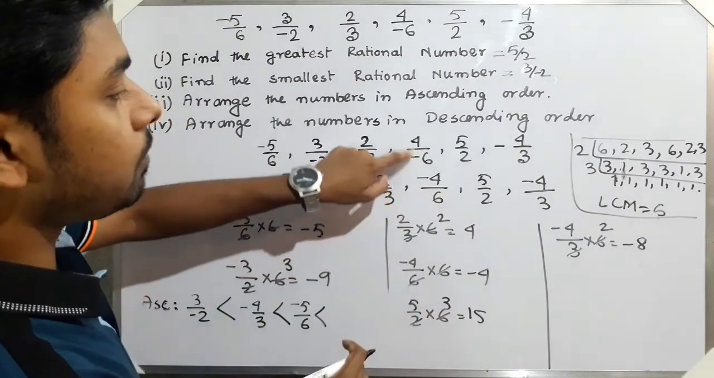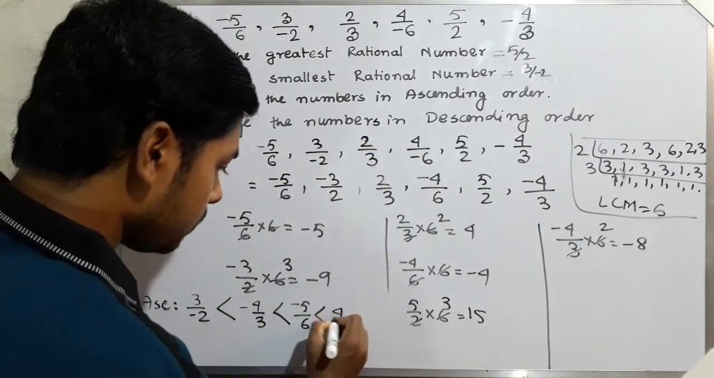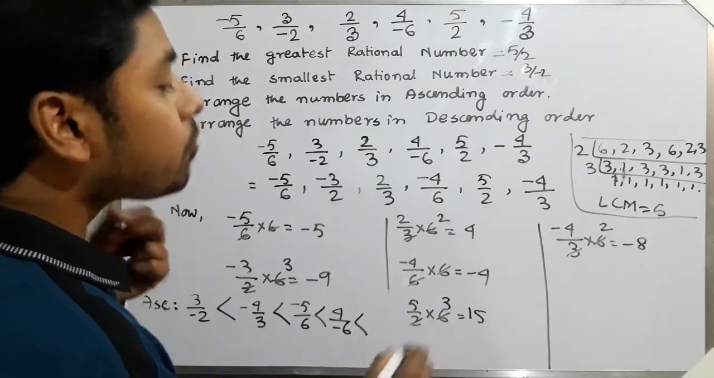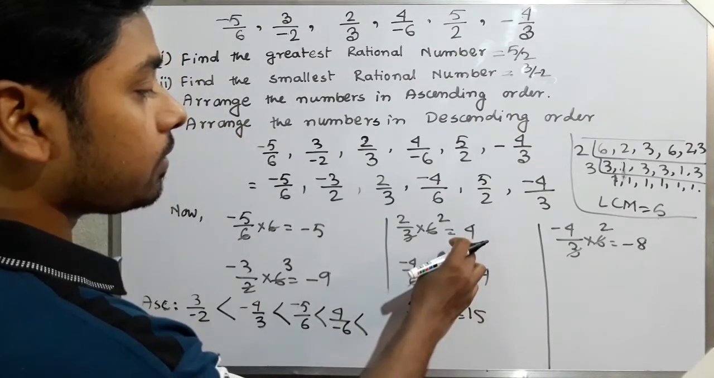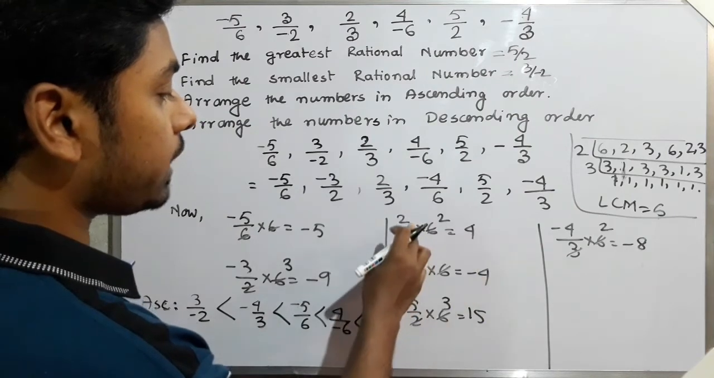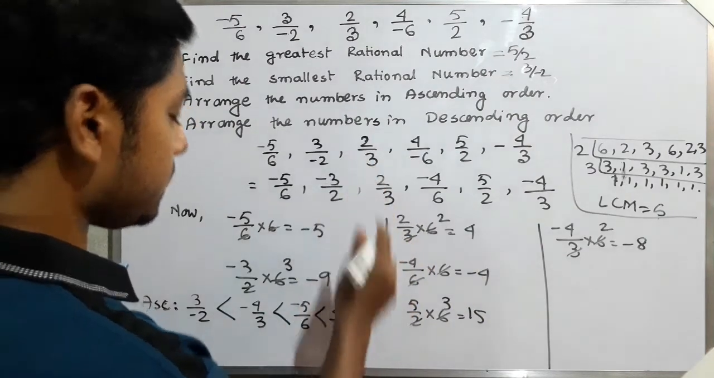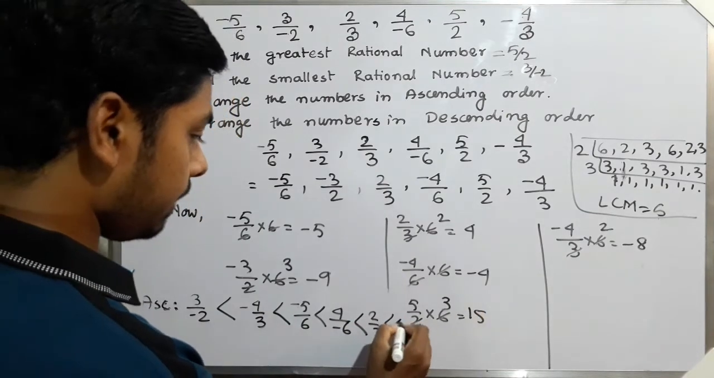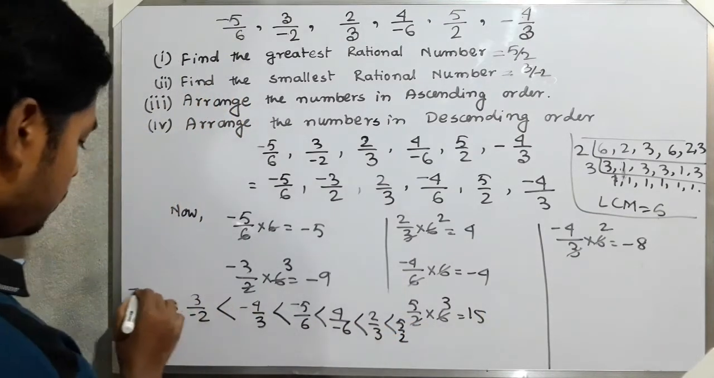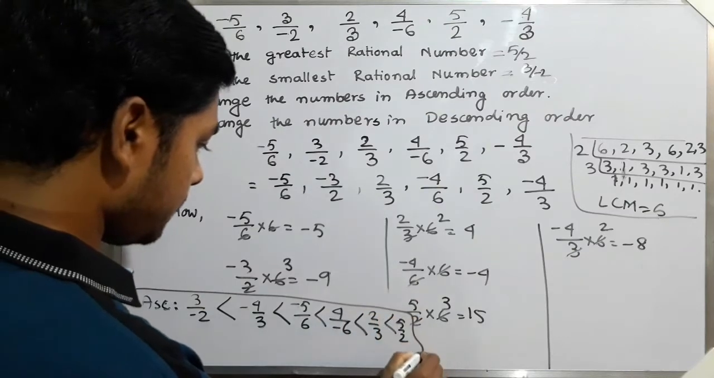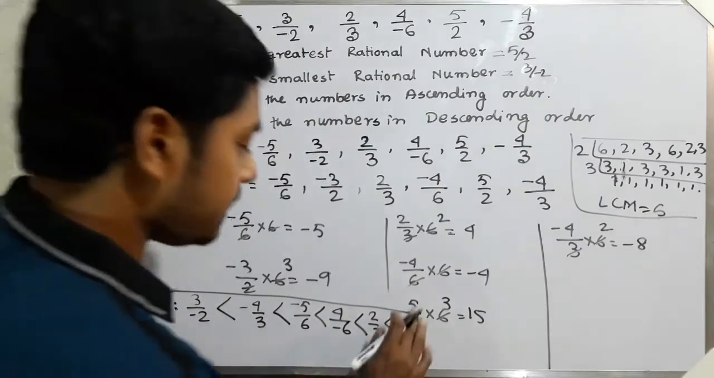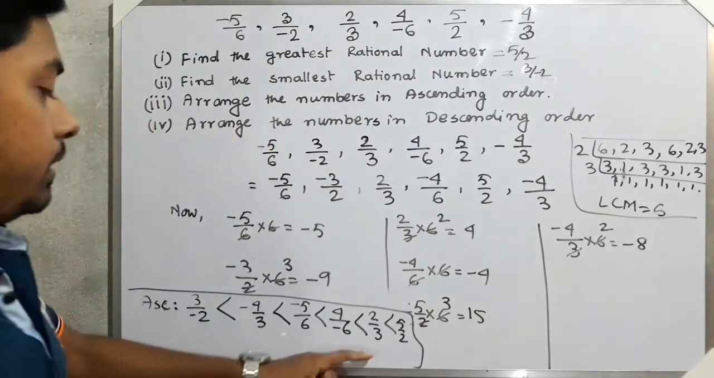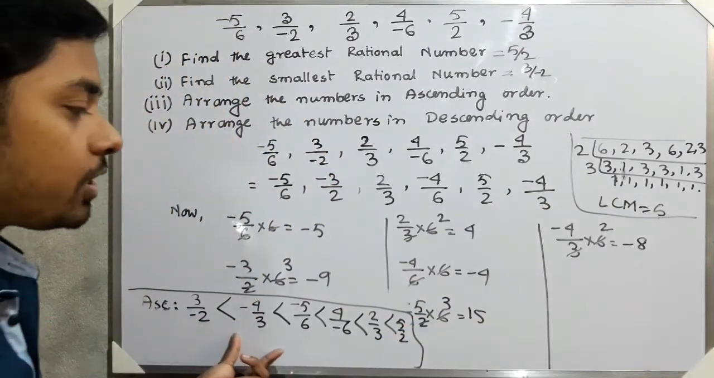This one has come from 4 by minus 6, so we have to write 4 by minus 6. Then this one, 4, that means 2 by 3. And the last one will be 15, that is 5 by 2. So these are the numbers arranged in ascending order.